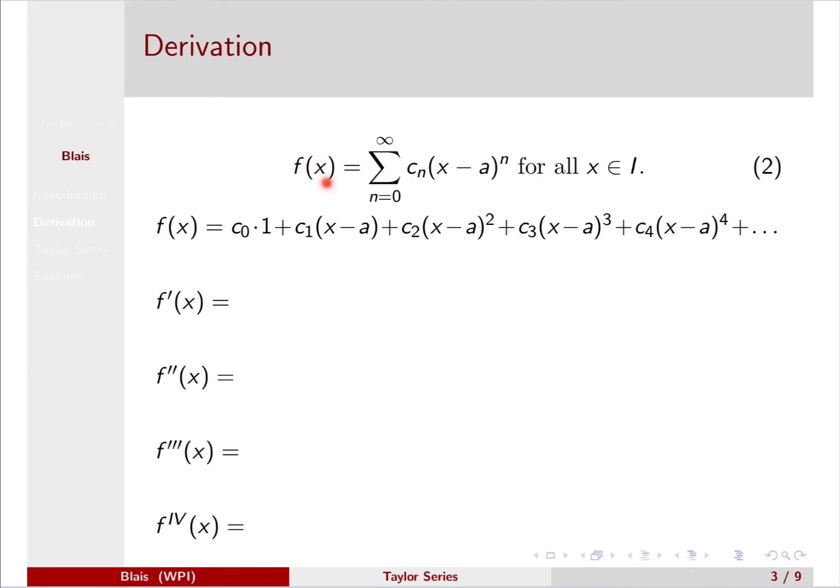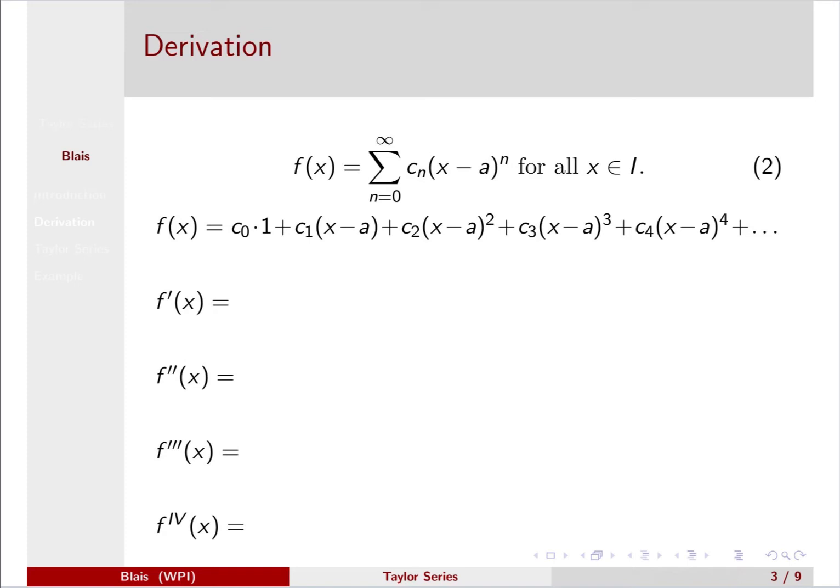So we rewrite our power series representation equation for f of x, and let's write out some terms. So the first term, when n is 0, we have c0 times (x minus a) to the 0, or c0 times 1. When n is 1, we have c1 times (x minus a) to the 1. When n is 2, we have c2 times (x minus a) squared, and we continue this, c3 times (x minus a) cubed, c4 times (x minus a) to the 4th, so on and so forth. Well, recall that f of x has derivatives of all orders. So let's take some derivatives.